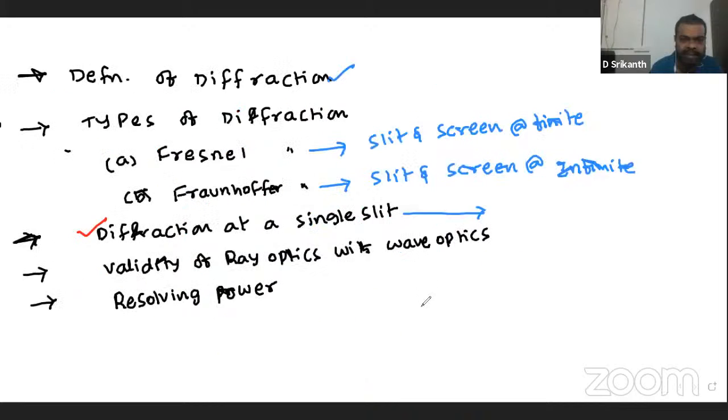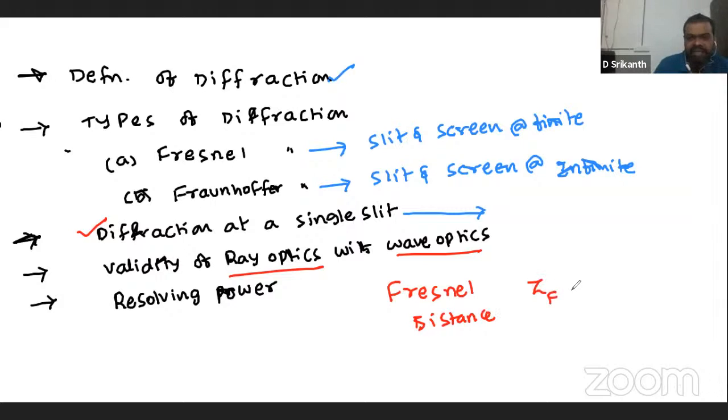Let us consider A is the slit aperture, A is the slit width, and lambda is the wavelength of the light ray. Now the Fresnel distance ZF is given as a square by lambda.